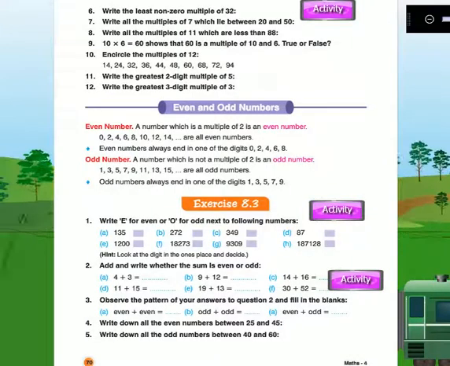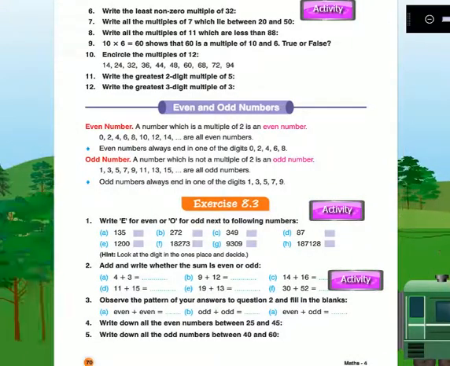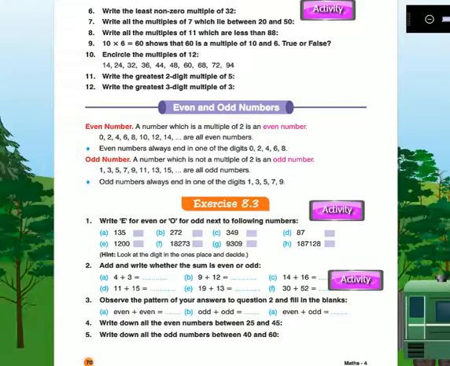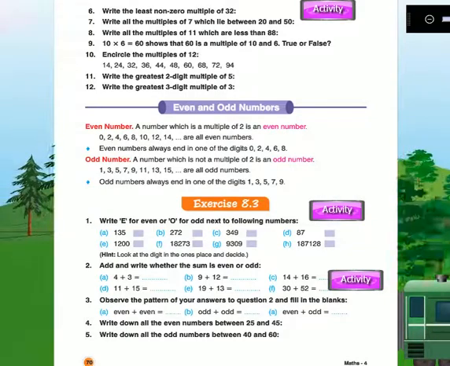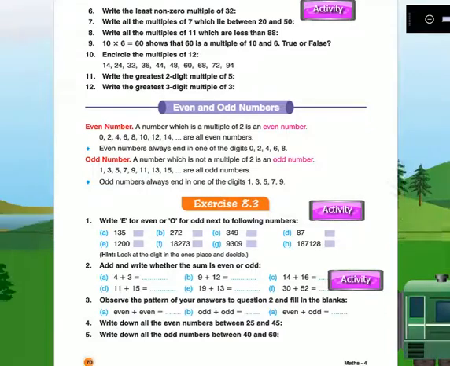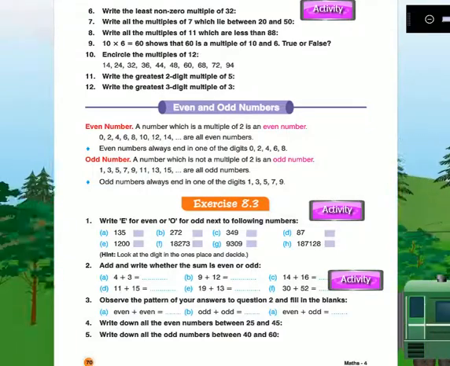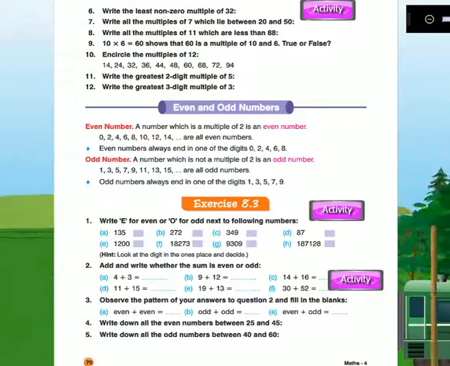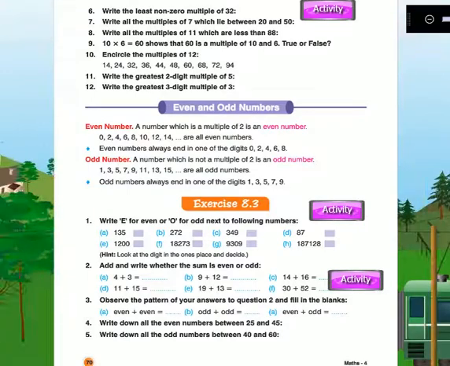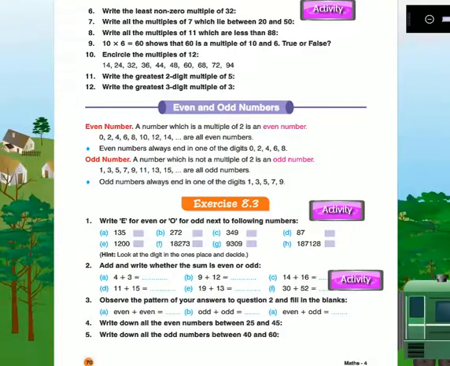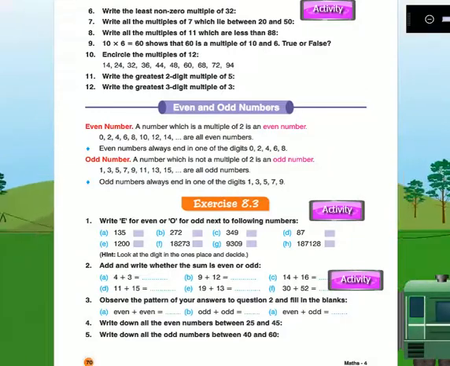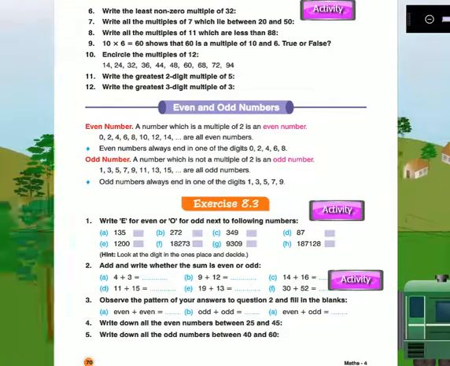Even and odd numbers. Even number. A number which is a multiple of 2 is an even number. 0, 2, 4, 6, 8, 10, 12, 14 are all even numbers. Even numbers always end in one of the digits 0, 2, 4, 6, 8.